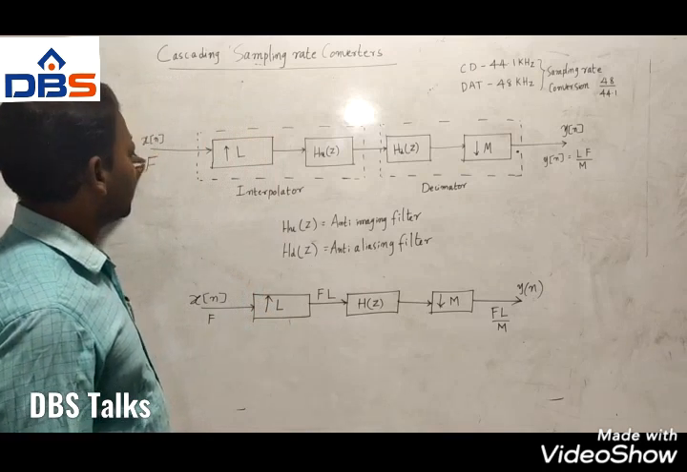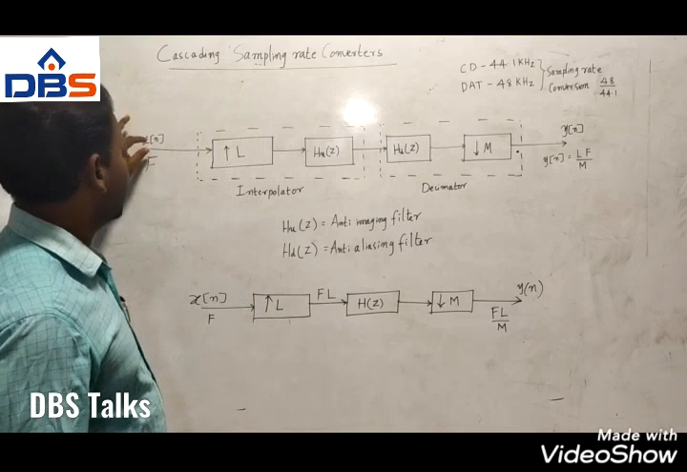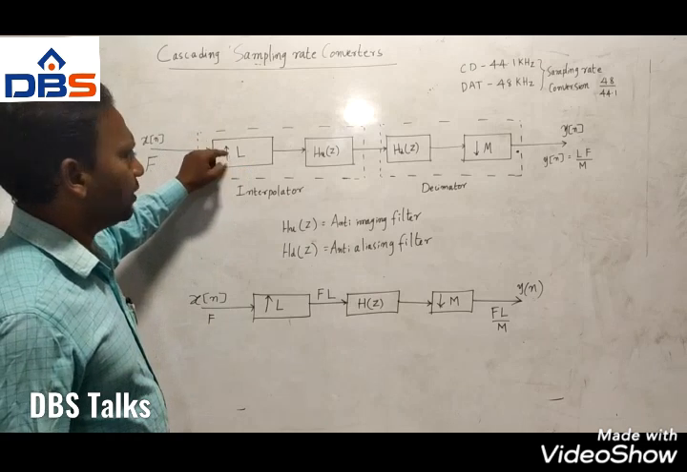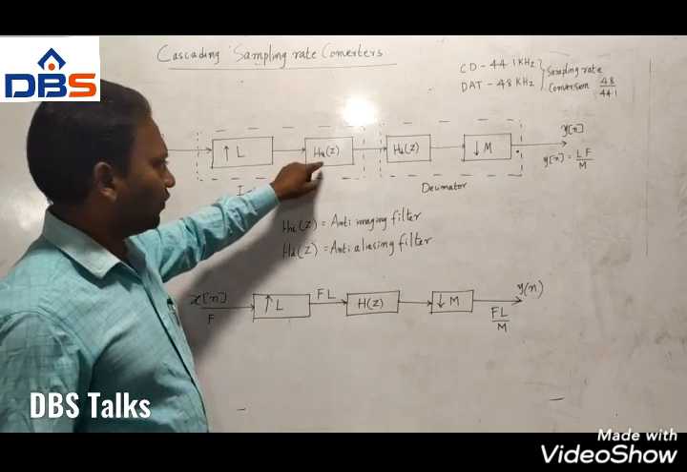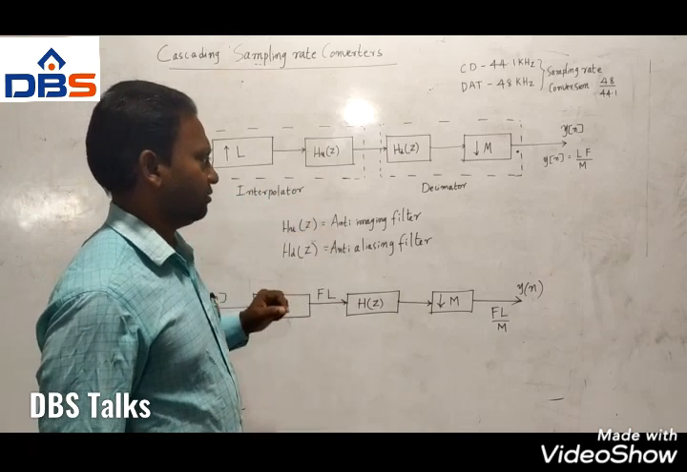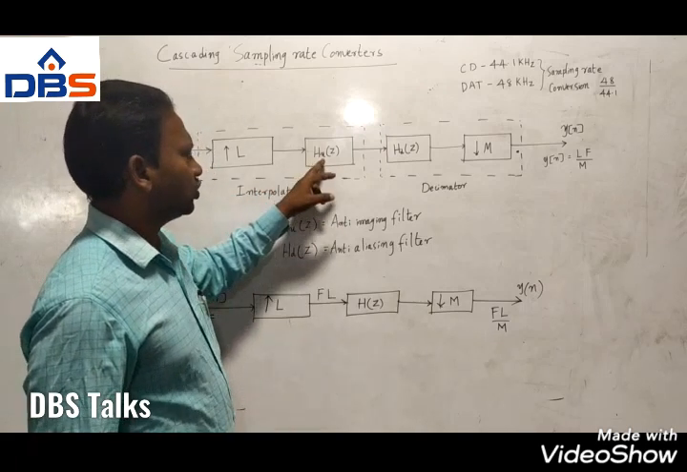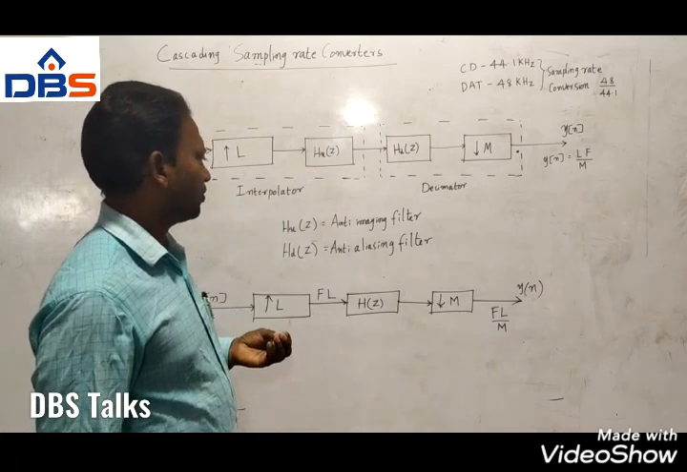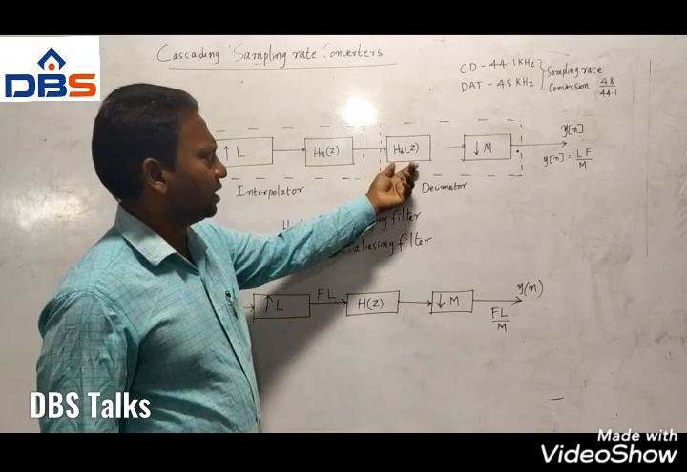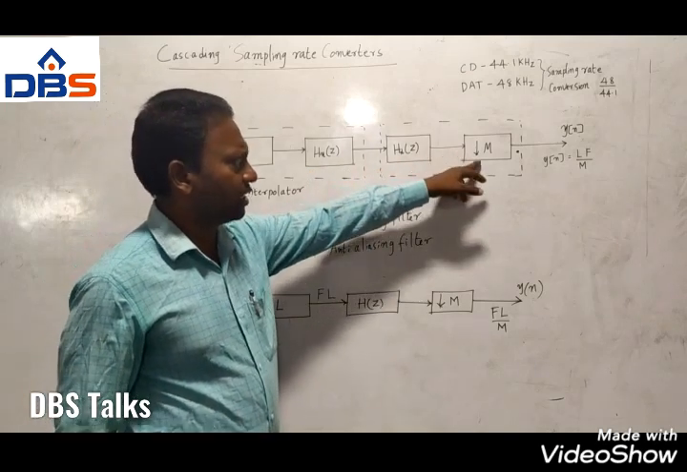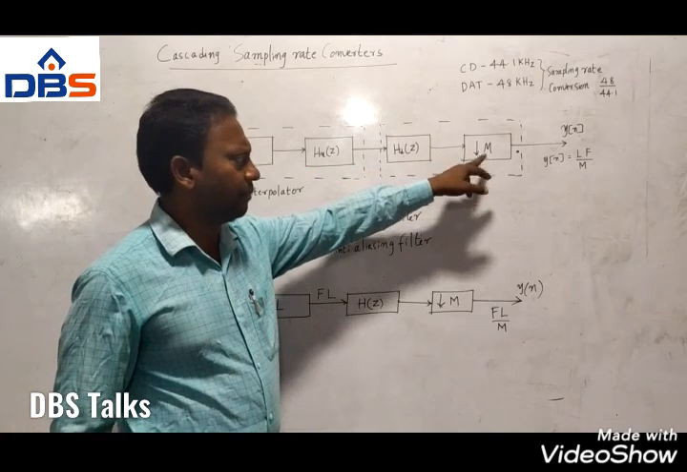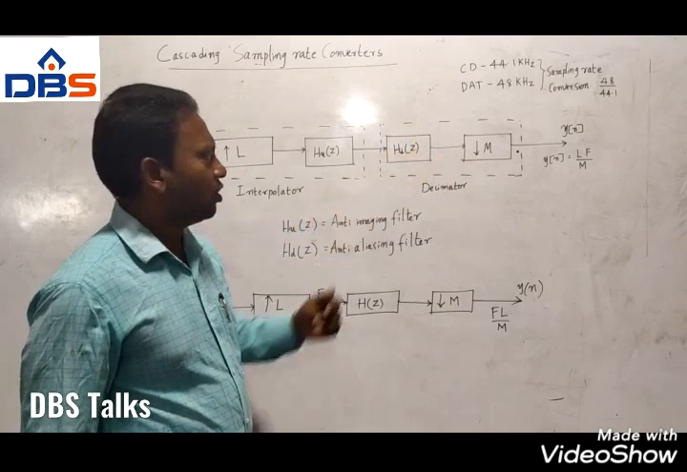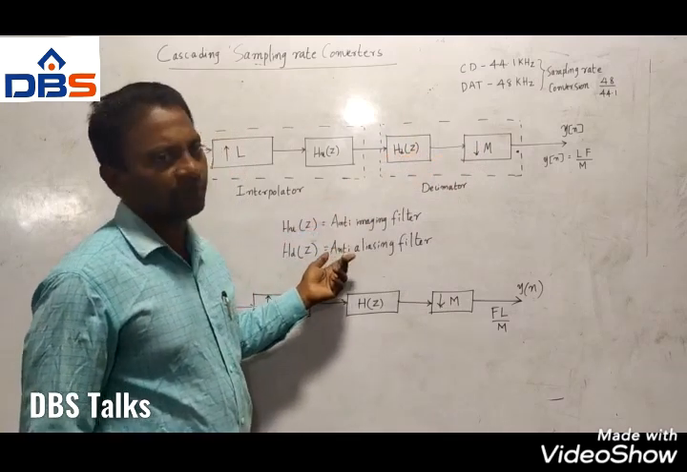This x of n is represented by some letter F. Initially x of n is upsampled by L. After that you have an anti-imaging filter, whose purpose is to remove the images. After that we have decimation by M. Before going to the decimation, we have H D of z, which is an anti-aliasing filter.